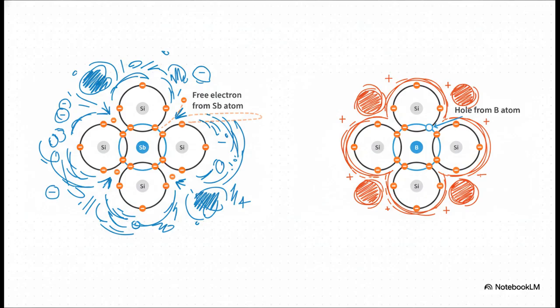But if we add an impurity with only 3 valence electrons, like boron, we create a deficit, an empty spot where an electron should be. We call that spot a hole, and the material is now P-type for positive.